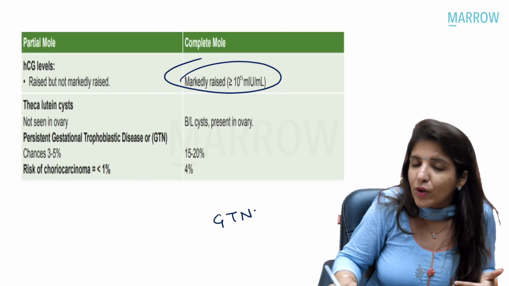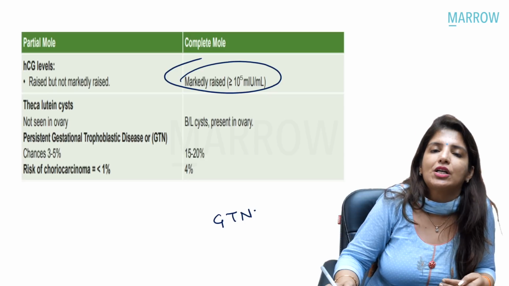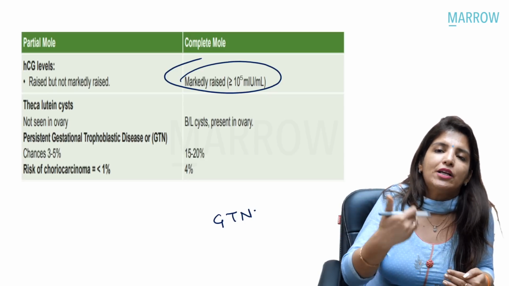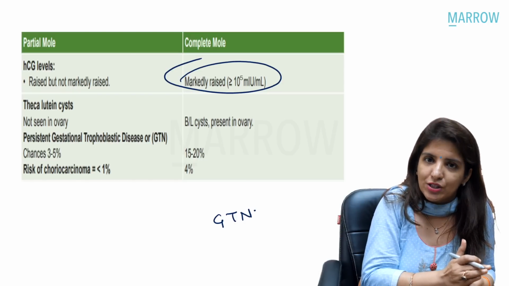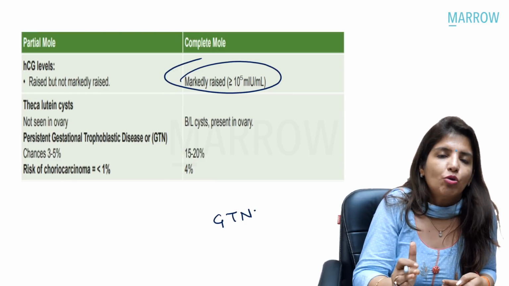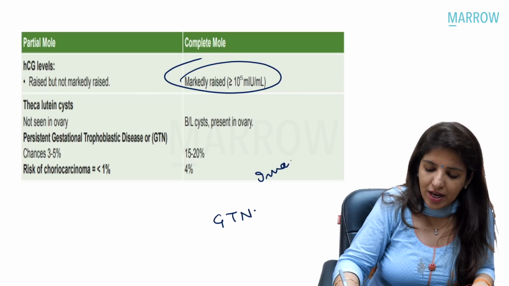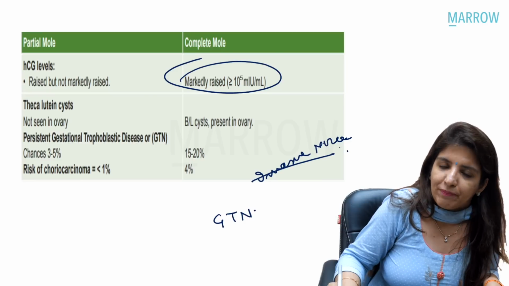A very important question which they can ask you is, which is the most common gestational trophoblastic neoplasia once a partial mole turns malignant or a complete mole turns malignant? Please do not answer this question as choriocarcinoma. The most common gestational trophoblastic neoplasia after any kind of molar pregnancy is invasive mole. It is not choriocarcinoma, right?